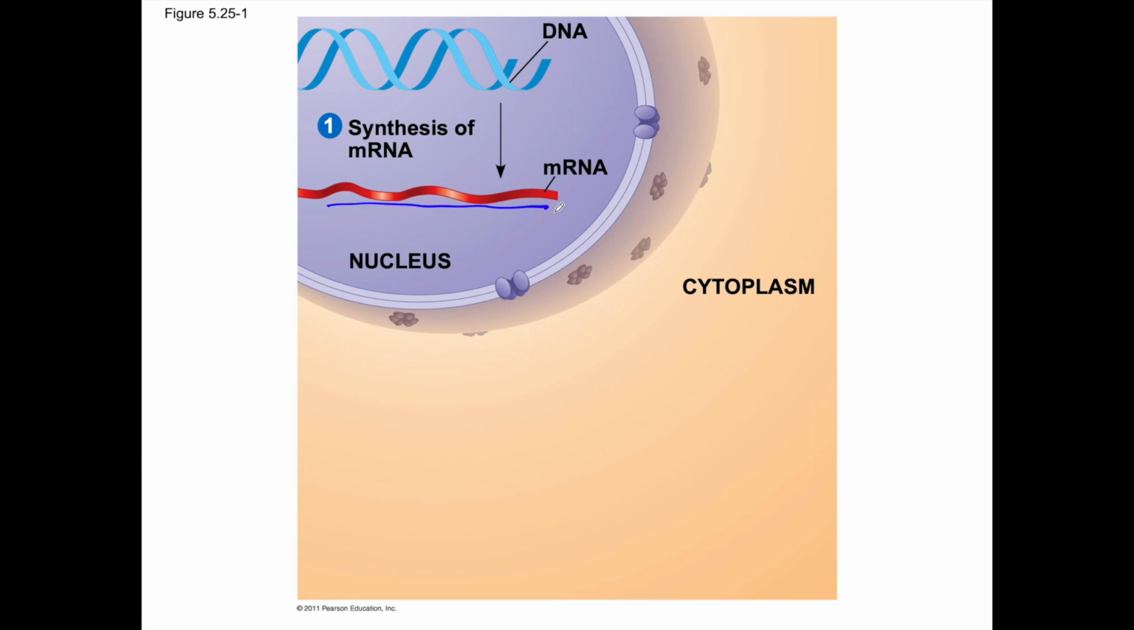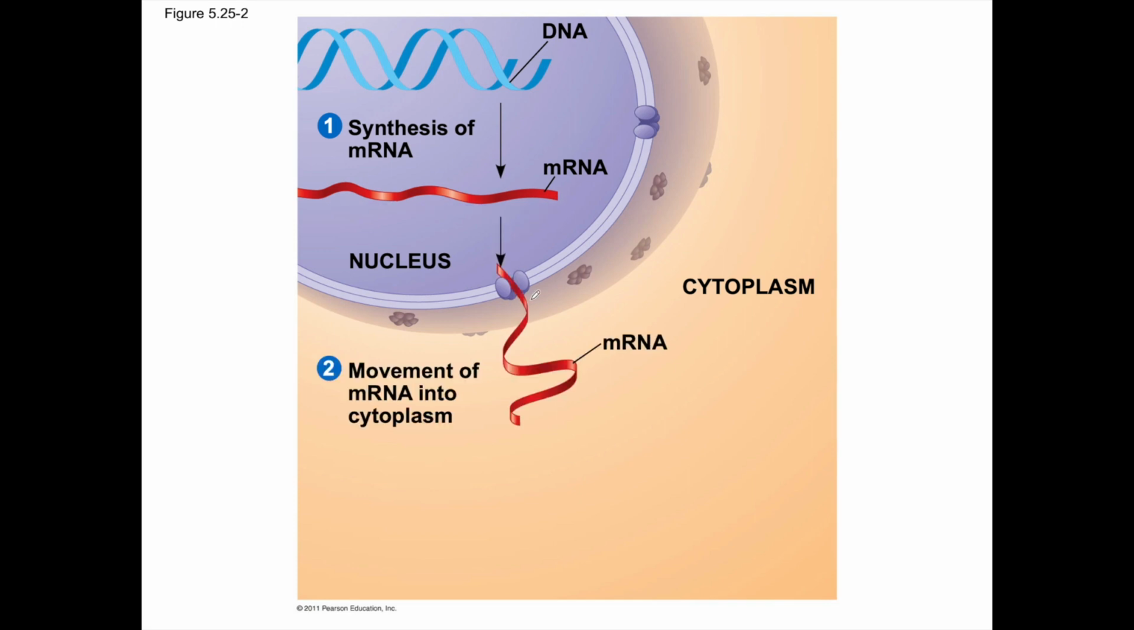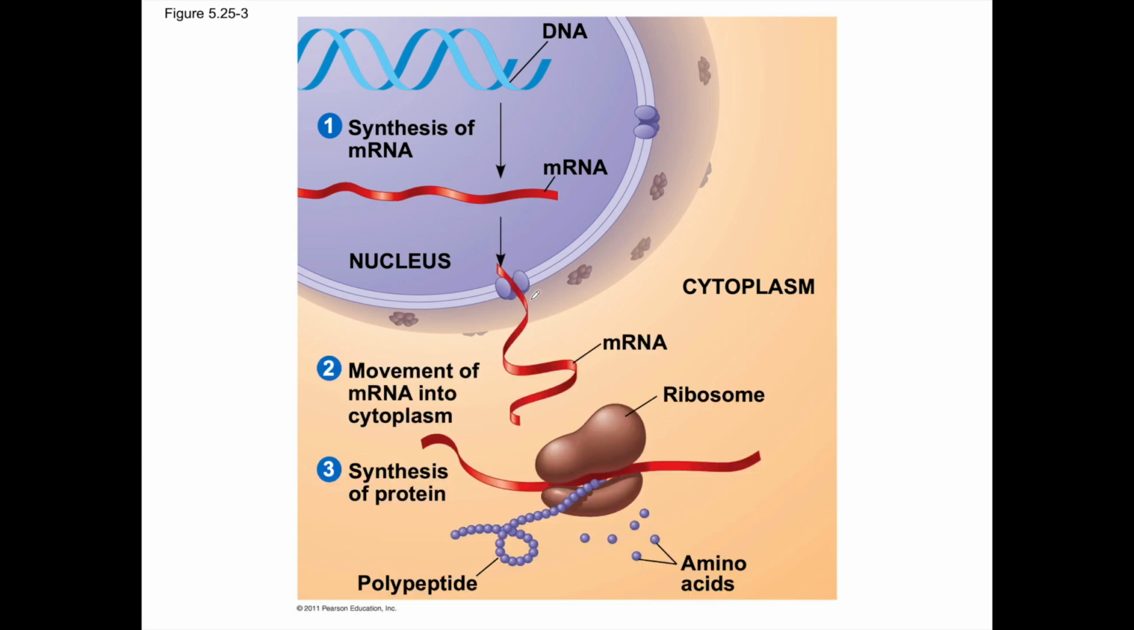Then this mRNA is going to leave the nucleus and go to the cytoplasm, where it's going to find something called a ribosome. The ribosome is going to read the mRNA and use the information in the mRNA to build the polypeptide or the protein. This figure has a lot of information, things you haven't learned yet.